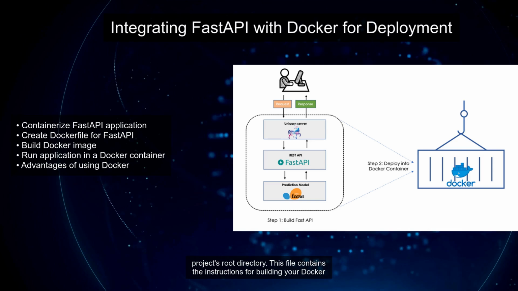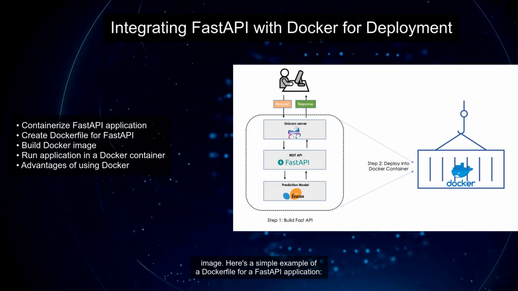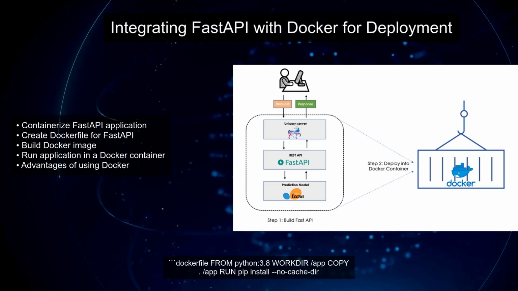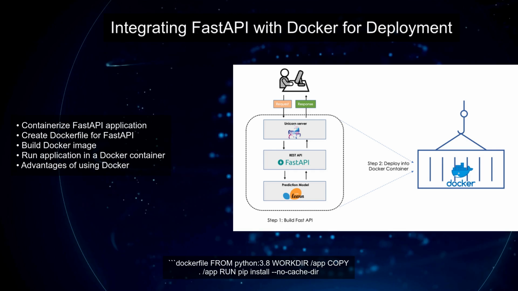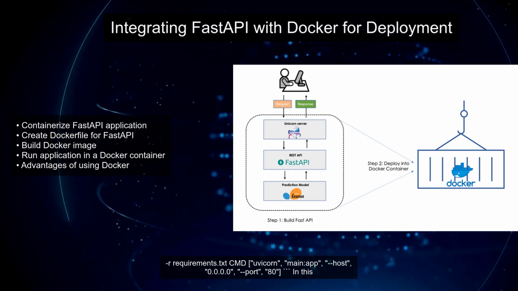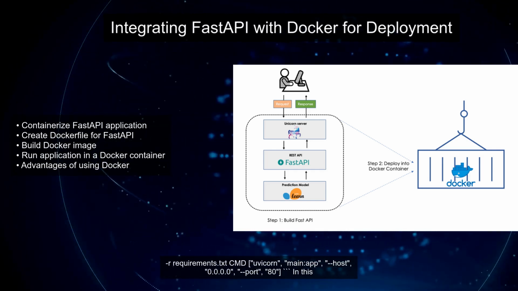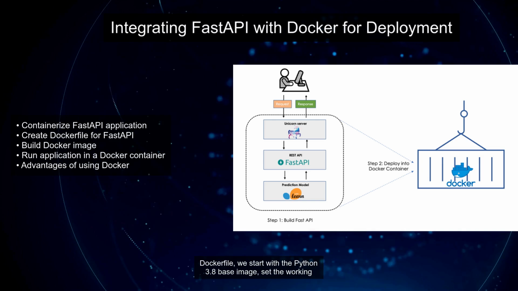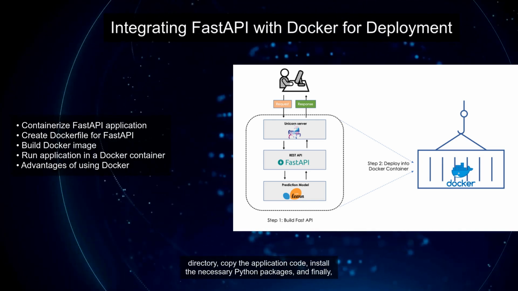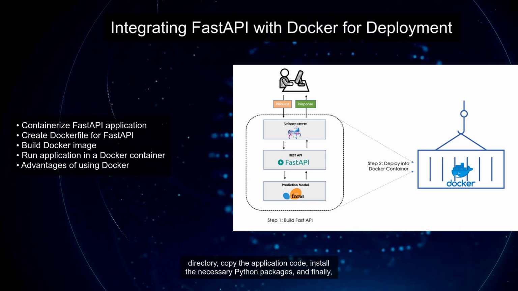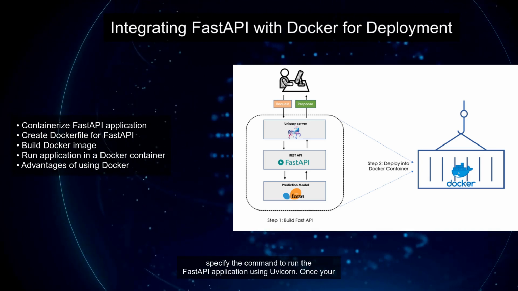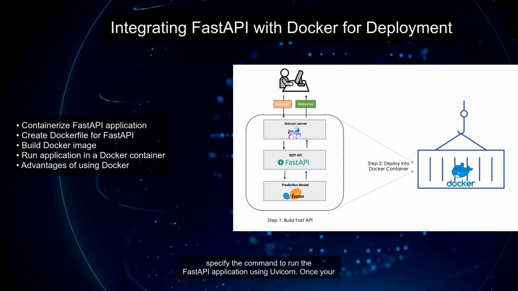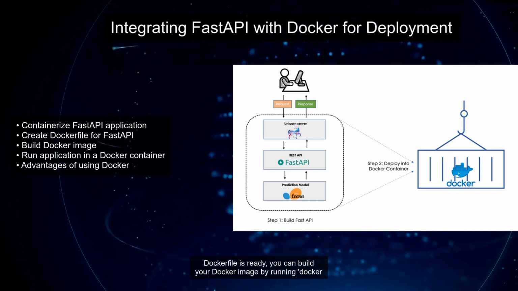Here's a simple example of a Dockerfile for a FastAPI application. FROM python:3.8, WORKDIR /app, COPY . /app, RUN pip install --no-cache-dir -r requirements.txt, CMD uvicorn main:app --host 0.0.0.0 --port 80. In this Dockerfile, we start with a Python 3.8 base image, set the working directory, copy the application code, install the necessary Python packages, and finally, specify the command to run the FastAPI application using uvicorn.